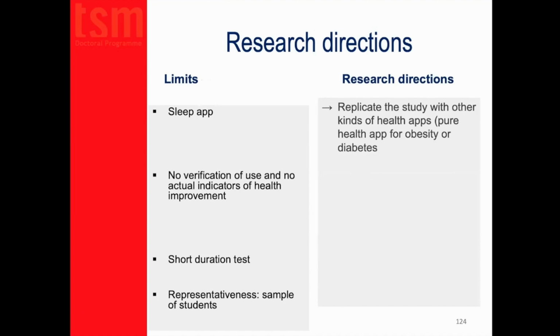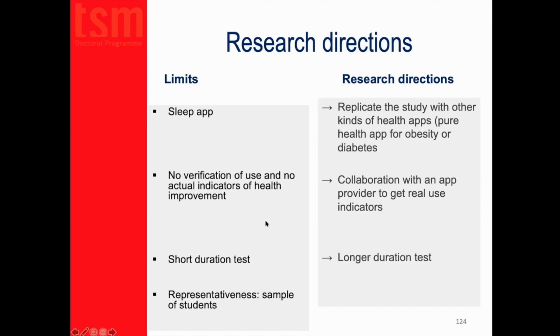Furthermore, we did not have access to actual use and actual indicators of health improvement. It was only based on declarative data. Therefore, it would make sense to collaborate with an app provider to get real use indicators of the real usage and of the real sleep quality, because all this is based only on declarative scales, which have reliability issues, and should be done with real data.